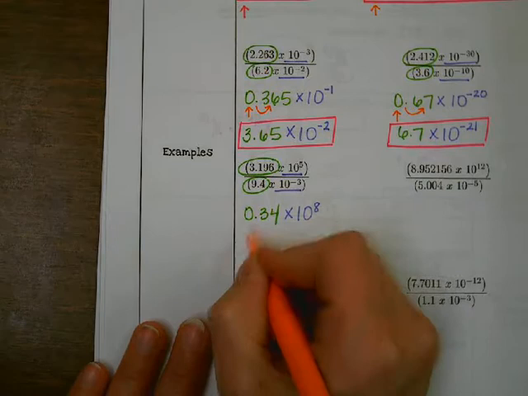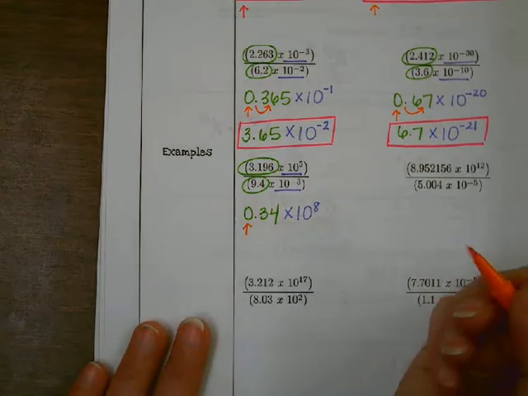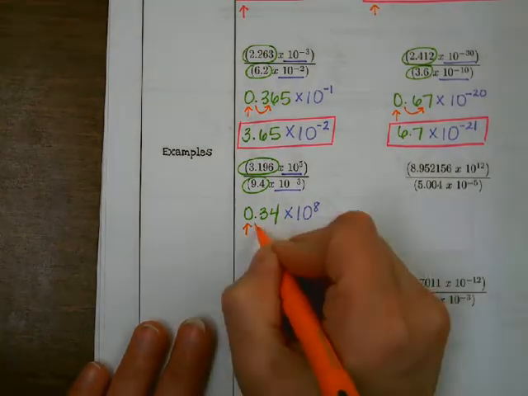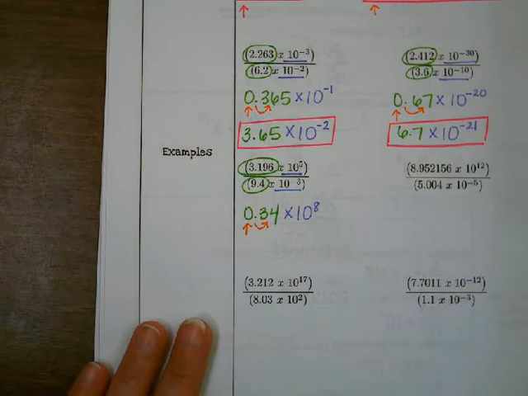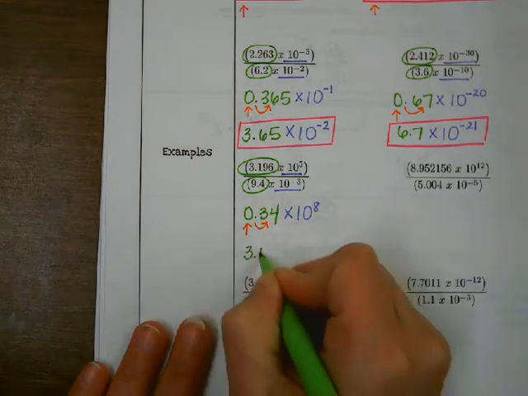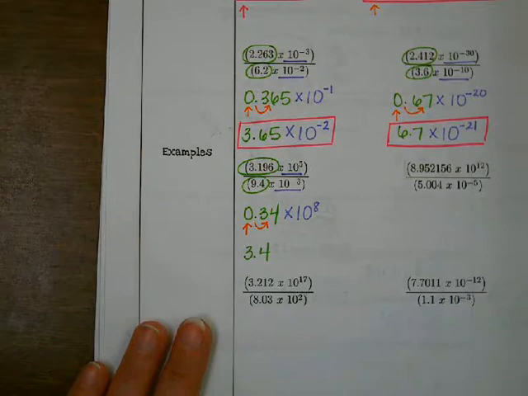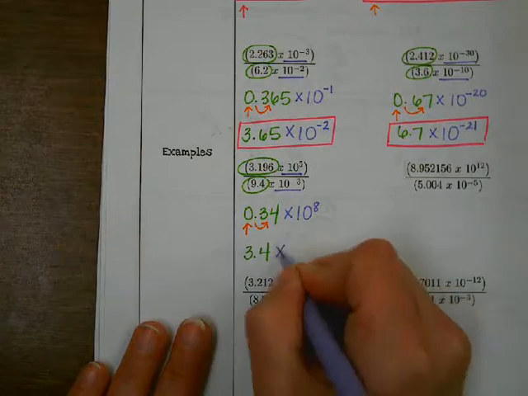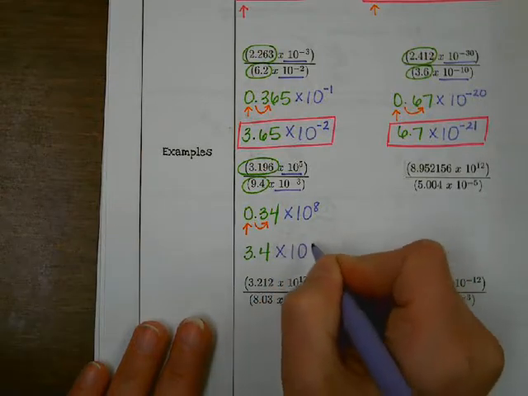You would have seen it's not in proper scientific notation. So I was going to need to move my decimal point one place to the right. So now it becomes 3.4 times 10 to the 7th.